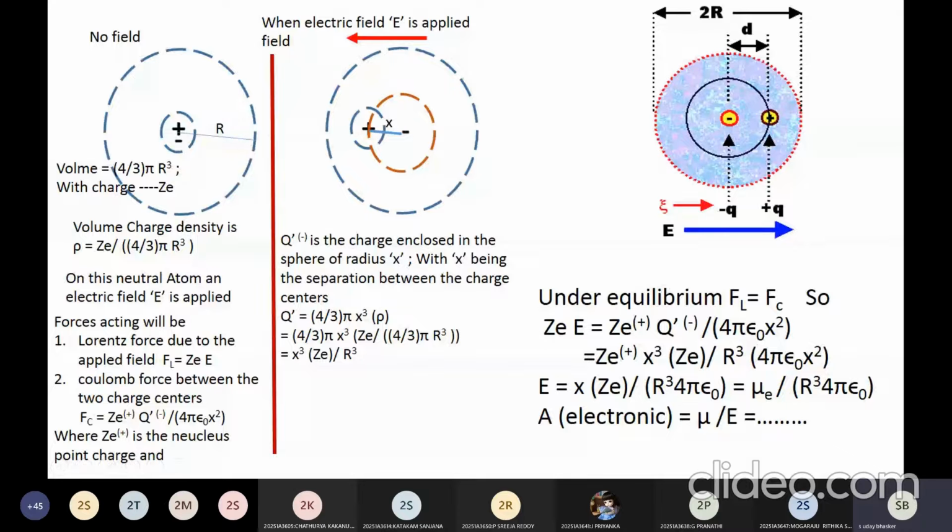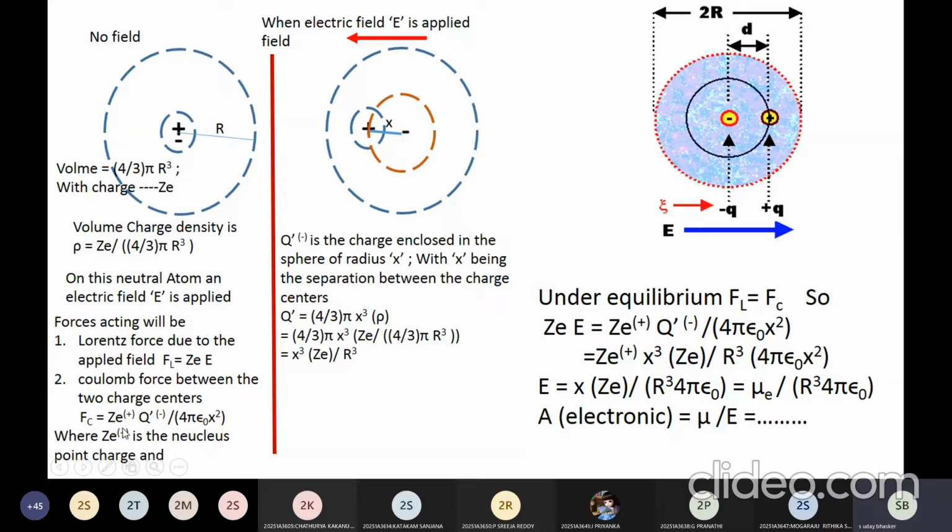Okay, at this instant, there will be two forces acting. One, Lorentz force due to the applied field. Now, this applied electric field has actually created this separation, right? So E into ZE will be the force acting on negative charges as well as the positive charges. Now when these two charges got separated, Coulomb force comes into picture.